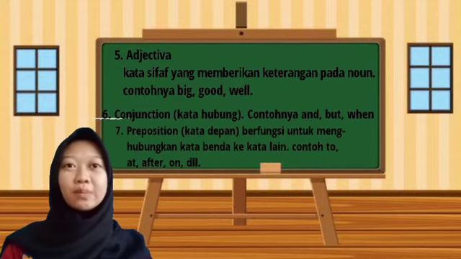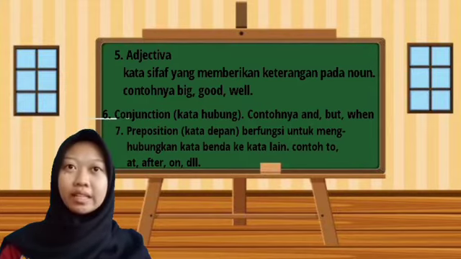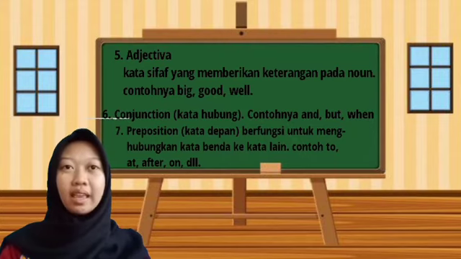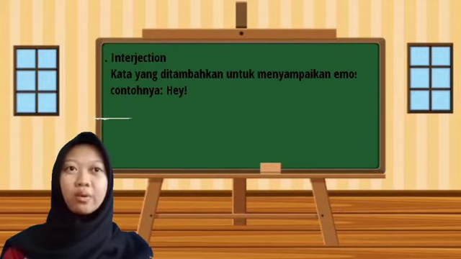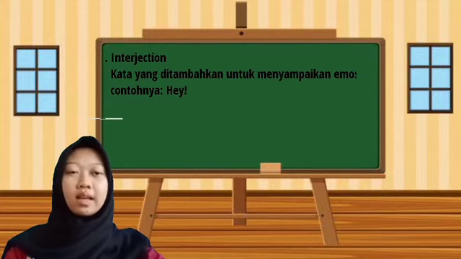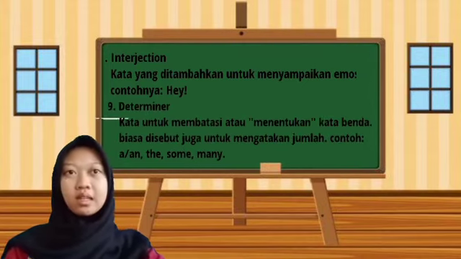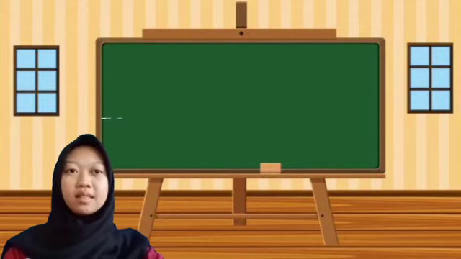The 7th is preposition. It's a word that aims to connect nouns with other words in a sentence. For example, to, at, after, on, against, over, and others. Then the 8th is the interjection. An interjection is a word that is added to a sentence to convey emotion. For example, oh, hey! And the last one is determiner. Determiner is a word that serves to limit or determine a noun, usually also called a number. For example, a, and, the, some, and money.